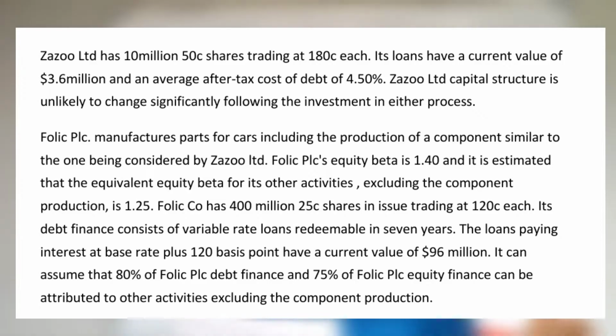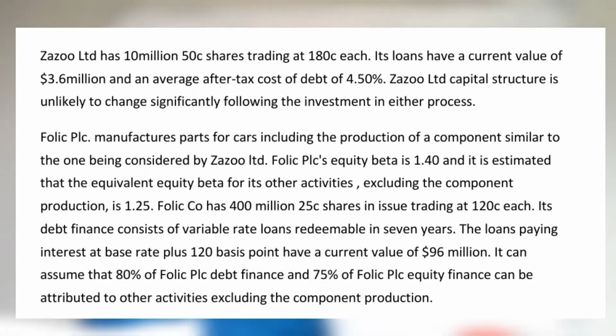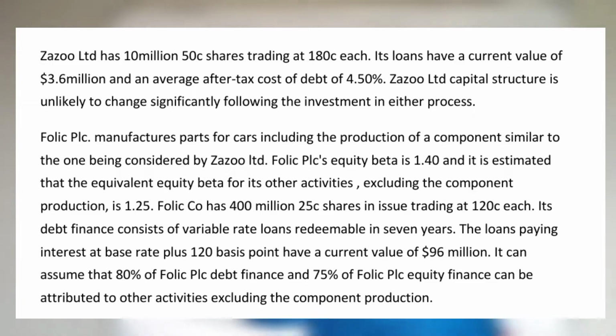company. Folic PLC manufactures electronic parts for cars, including the production of a component similar to the one being considered by Zazu Limited. Folic PLC's equity beta is 1.4, and it is estimated that the equivalent equity beta for its other activities, excluding the component production, is 1.25. Folic PLC has 400 million 25-cent shares in issue, trading at 120 cents each. 120 cents means $1.20.